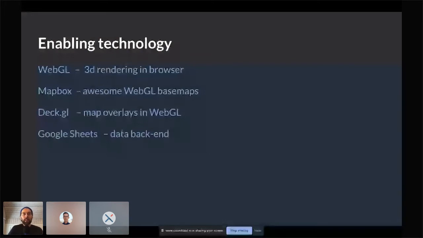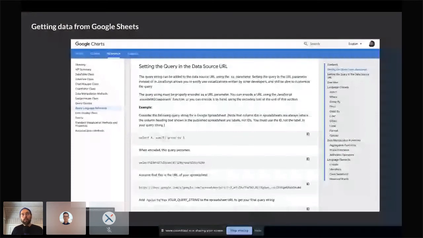Google Sheets, it's a data backend. Flowmap Blue doesn't have any backend. It doesn't have any database where it stores the data. Data is loaded directly from Google Sheets. It saved me a lot of effort implementing it. And for Google Sheets, there is this Google Charts API, which allows to fetch data from a Google Sheet, which is really easy to use. You need to specify a URL, pass the ID of your spreadsheet in it, and then you can get the data. You can even run SQL queries on it to group or filter the data, but it's not necessary.